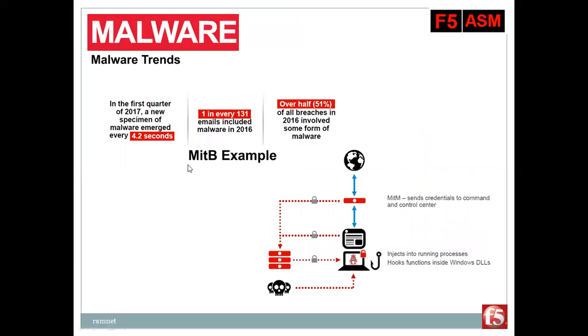Malware trend, it's just an example of how things are working. In the first quarter of 2017, a new specimen of malware emerged every 4.2 seconds. Every 4 seconds one malware is generated. It's very tedious, and they need to burn the midnight oil to find the malwares and try to attack. One in every 131 emails included malware in 2016.